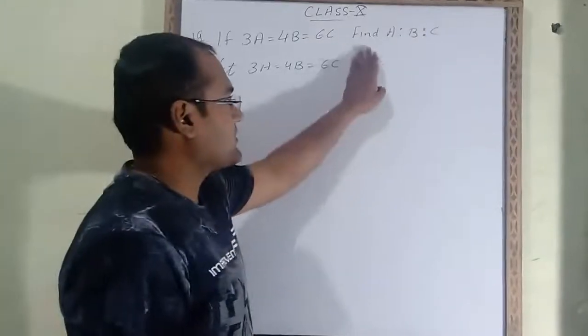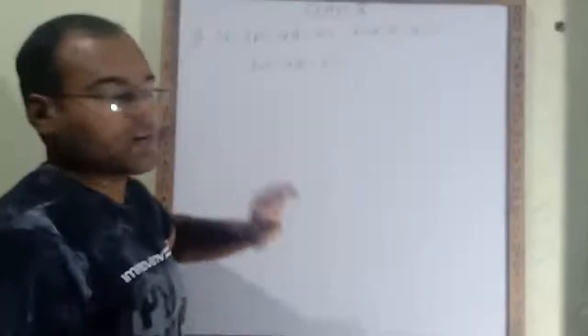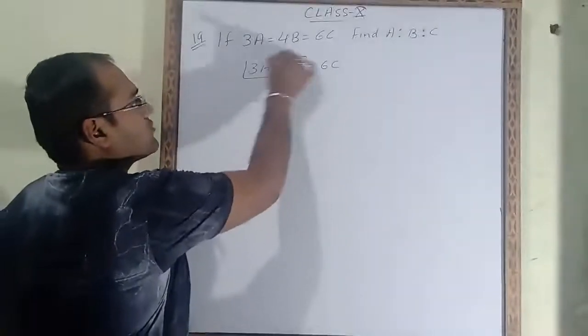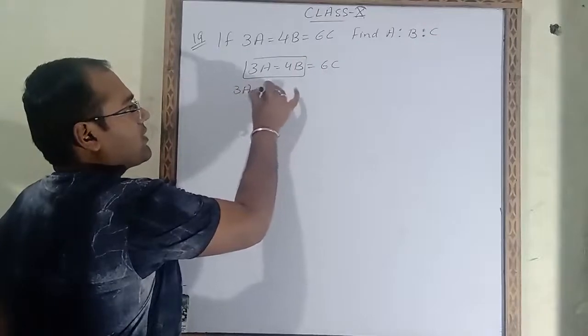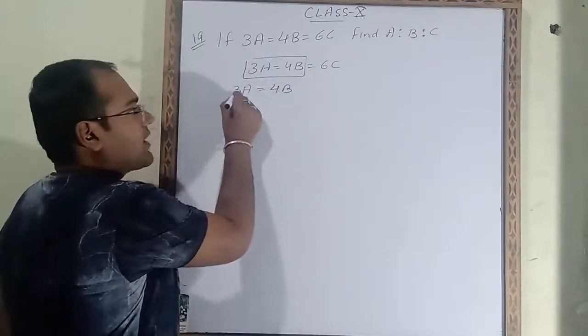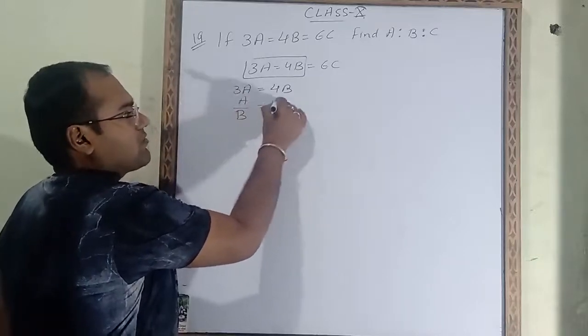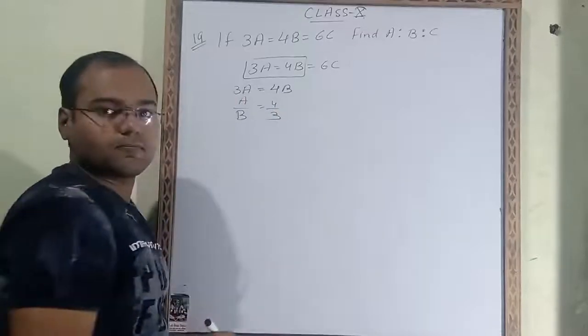Or one more method is there, an easy method. What you have to do? No need to assume. First of all, we will take these two numbers. 3a is equal to 4b. This b we will bring in division, and this 3 also we will bring in division here. So a upon b is equal to 4 upon 3.